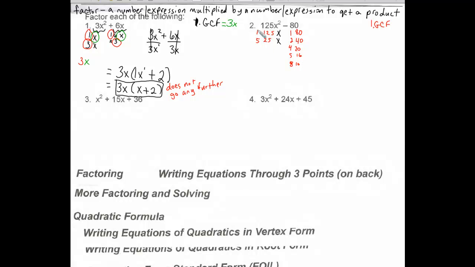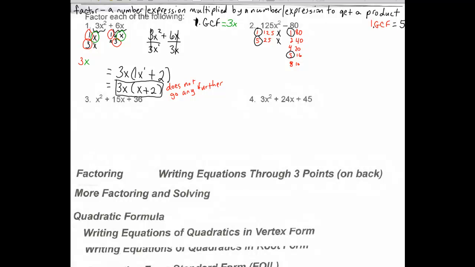For the coefficients, they both have a 1 in common. They both have a 5 in common. And that is it. So the greatest common factor for 125 and 80 is 5. Let's look at the variables. There's not any variables in common. So the greatest common factor of 125x squared and 80 is 5.